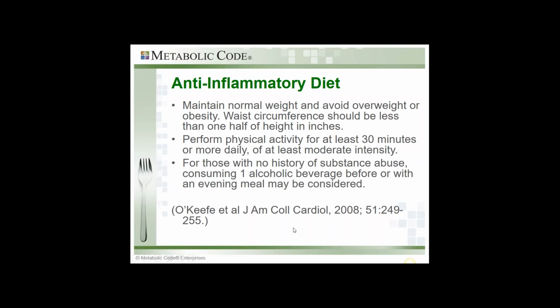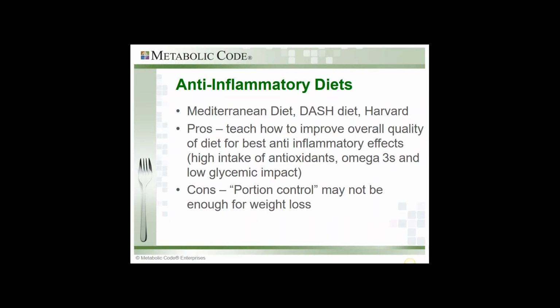So that's anti-inflammatory diet recommendations. Let's move on here to the next slide. There are several diets that have become sort of popular, especially the Mediterranean diet, that can be lumped into diets that would fit this anti-inflammatory diet category, like the Mediterranean diet and the DASH diet. Harvard has their healthy eating pyramid, which is built specifically to be an anti-inflammatory diet.